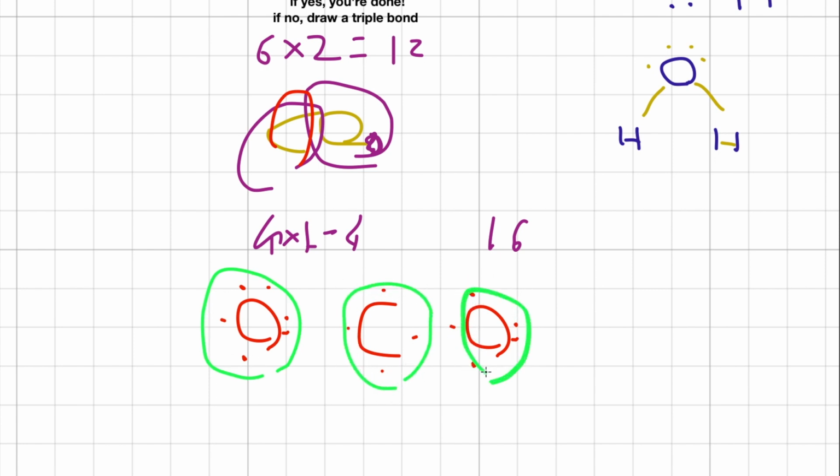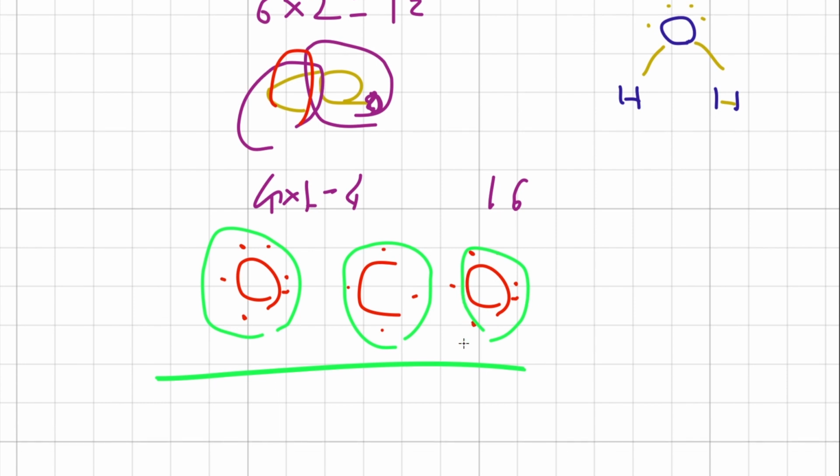So there are 3 atoms. All of them need 8. So 3 times 8 is 24. So do we have 24 electrons? No, we have 16. So what do we do? We create a double bond. So let's create a single bond first. Oxygen, carbon, and oxygen, right?